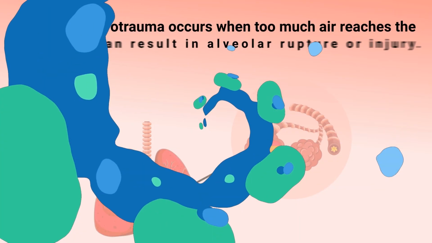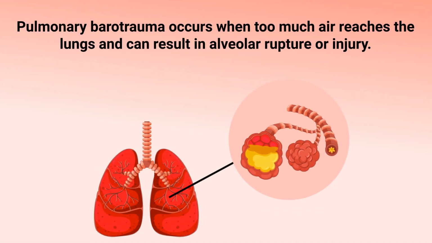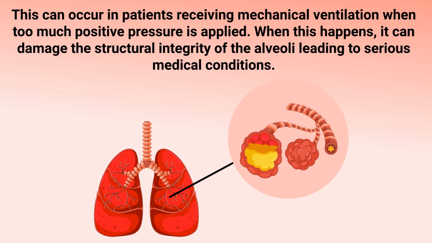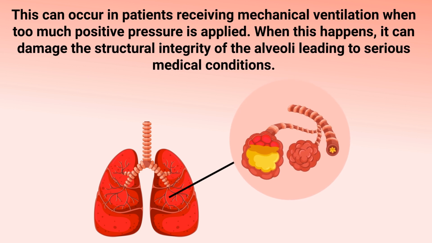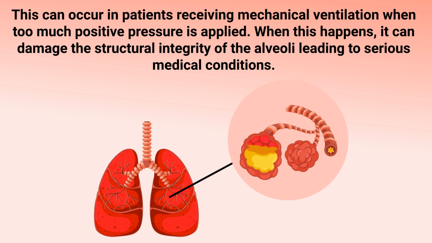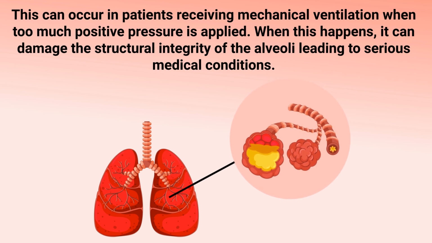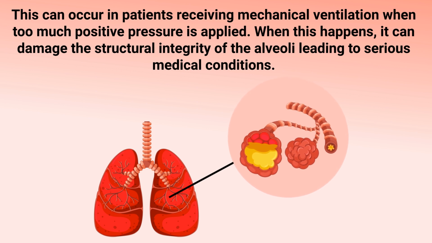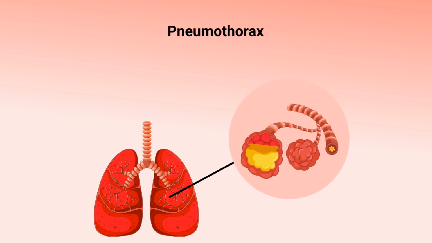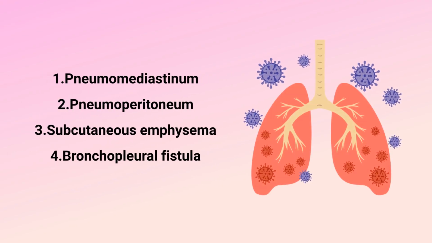As previously mentioned, pulmonary barotrauma occurs when too much air reaches the lungs and can result in alveolar rupture or injury. This can occur in patients receiving mechanical ventilation when too much positive pressure is applied. When this happens, it can damage the structural integrity of the alveoli, leading to serious medical conditions, one of which being a pneumothorax. Other examples include pneumomediastinum, pneumoperitoneum, subcutaneous emphysema, and a bronchopleural fistula.